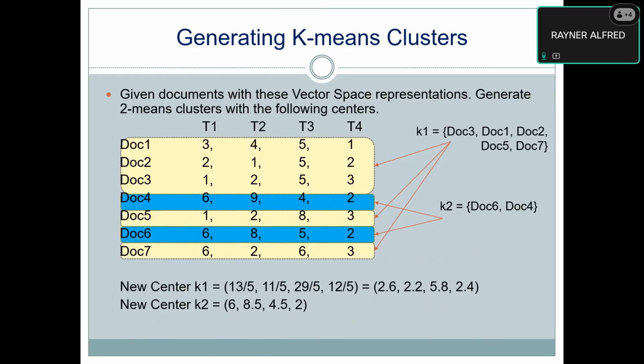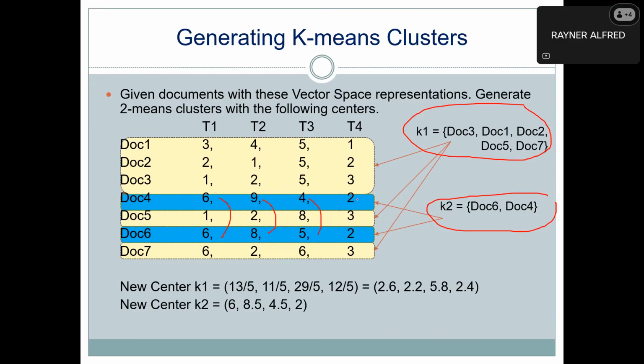Okay, so once I have these clusters, I need to recompute the center by taking the average. For cluster 1, I have 5 documents. For cluster 2, I have 2. So I take the average for each. For cluster 1, I just add all these values and take the average. Okay, so this is your new center. Then you repeat for the second iteration. You do the same until there are no changes.